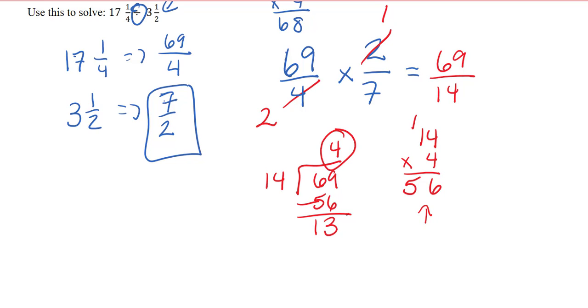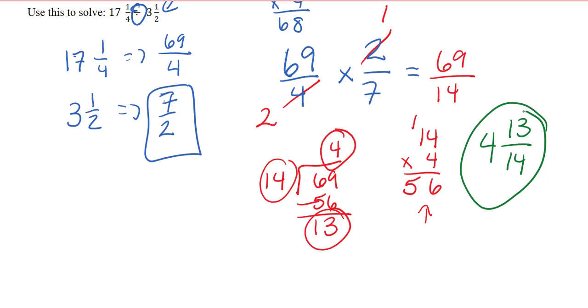So this is our whole number, this is our numerator, and this is our denominator. So what's our answer? It's 4 and 13 over 14. So almost 5 batches we could make.